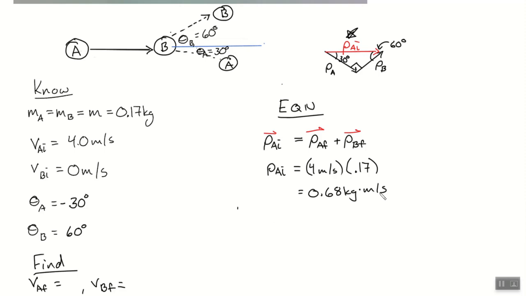Okay. Now, just to make sense of what we've done, this is just to get a number in front of us. If I redraw this triangle without the arrows, here it is. We still know that this is 30. We know that this is 60. And now we know that this side, opposite from the right angle, is 0.68. Now we are trying to find this side and this side, because if we can find their momentums, we can in turn get the velocities out of it, because we just have to divide by the mass.